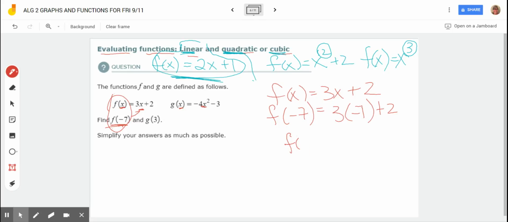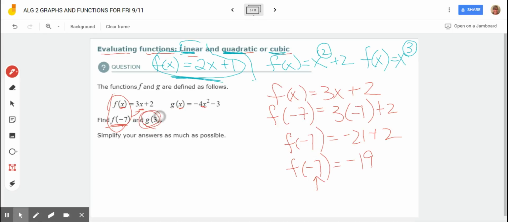So f of negative 7 equals negative 21 plus 2. F of negative 7 equals negative 19. In other words, when you plug in negative 7, the function machine spits out a negative 19. Okay, let's take a look at this one.